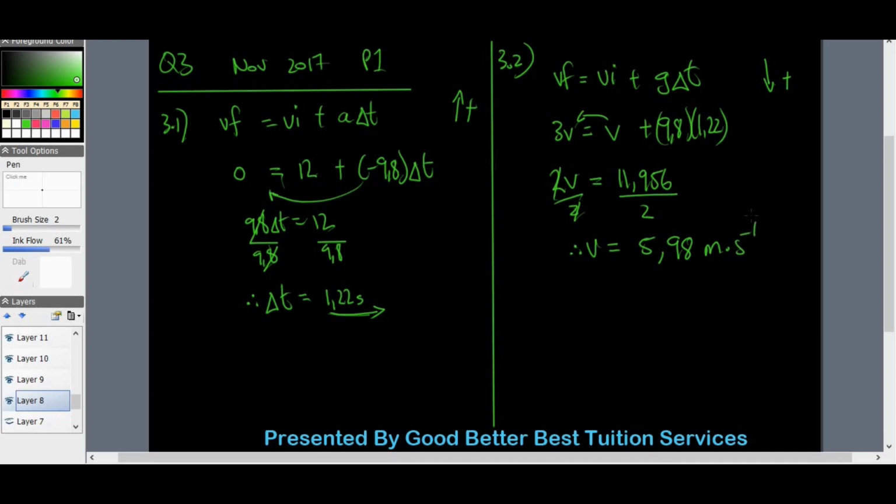Okay, and there is a range mark for this question saying that if you selected 6 meters per second, you would still get the answer correct. But I rounded off to 2 decimal places, because I had 3 initially, so that's 5,98 meters per second. If you said 6, you still get the correct answer.